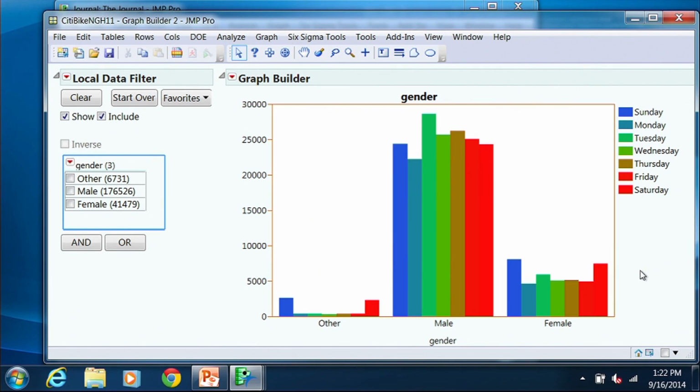The males and females are members. So what happened was there was membership information. People that were members put their gender down. People that were not members, that kind of used the bikes at random, didn't put anything. They were just classified as other or unknown.